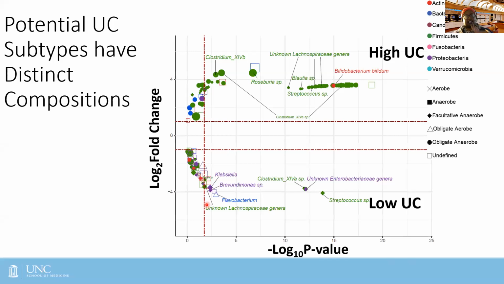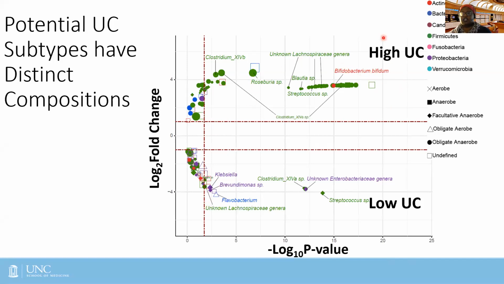So next, and I'm only showing some of the results, looking at the patients in the high group versus patients in the low group for UC. As before, the colors correspond to what phyla these species come from, the shape of the dots corresponds to the aerotolerance category, and the size of the dot corresponds to the mean relative abundance within the category that it's enriched in.